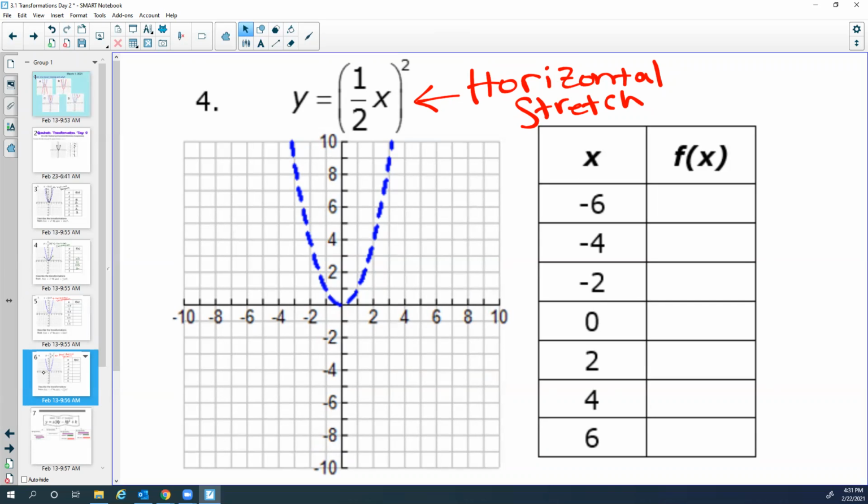All right, everybody, that is all your transformations. Go ahead and go work on your homework.